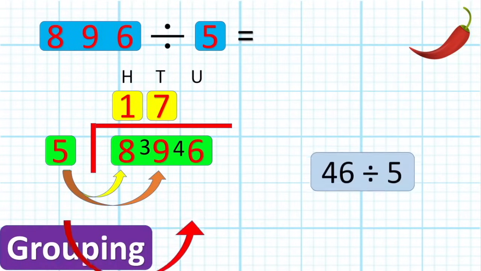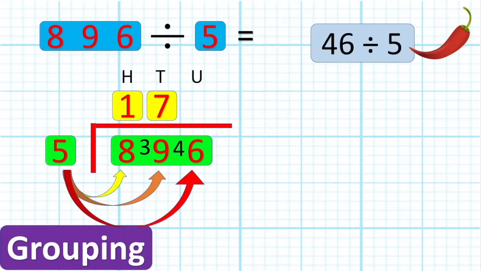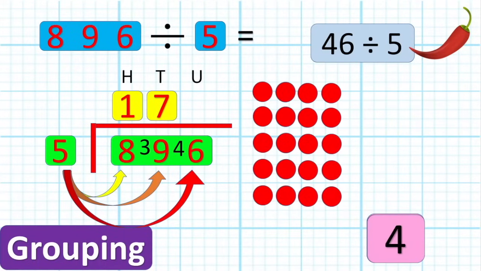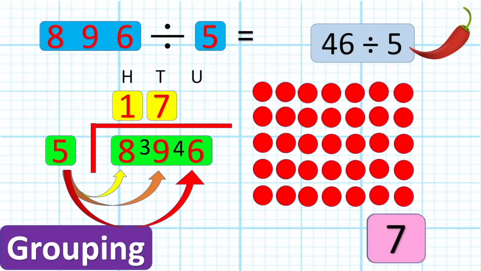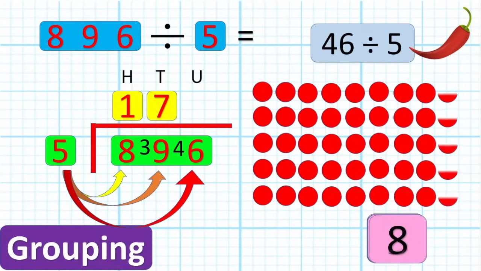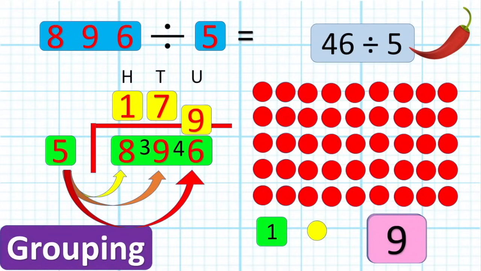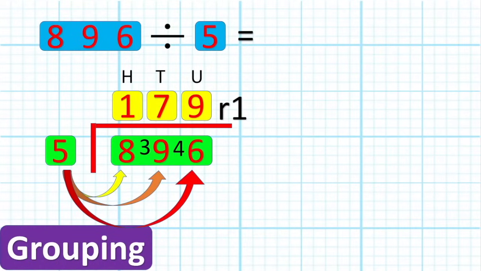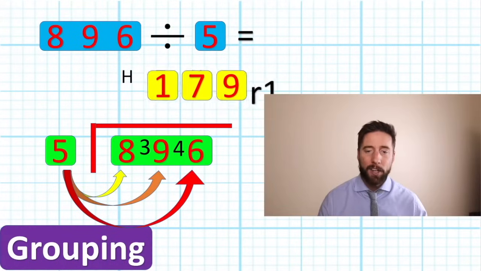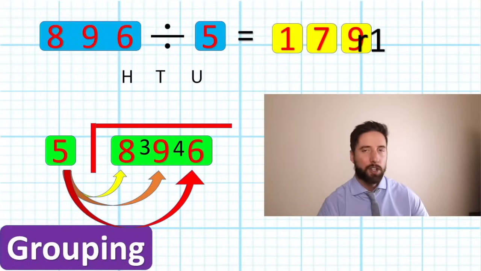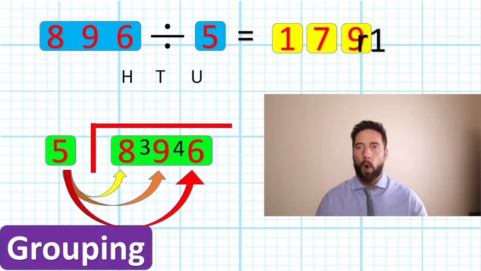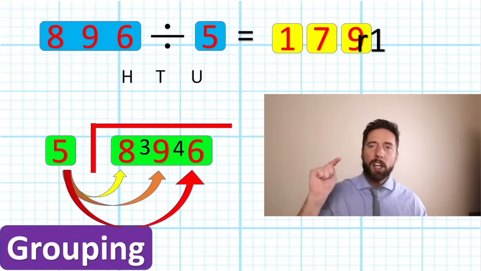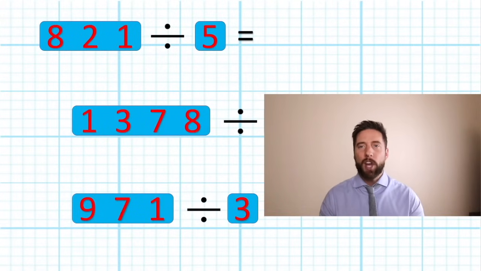Last bit says, how many 5's are there in 46? Again, let's do the same thing. 5, 10, 15, 20, 25, 30, 35, 40, 45. Can't go to 50, so I've got 9. What's the difference between 45 and 46? I've got 1 left over. So my answer is 179, remainder 1. 896 divided by 5 is 179, remainder 1. That's about as hard as short division you can go. That is a red chili challenge.